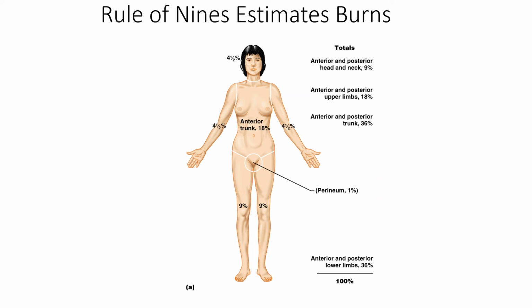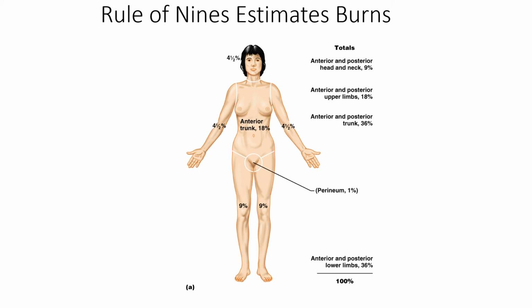On your worksheet, you'll notice there is something called the rule of nines. This helps us to estimate the percentage of the body that's been burned. You'll notice that 9 is the common number here. The front of the arm is 4.5%. The back of the arm is 4.5%. Well, that adds up to 9%, right?